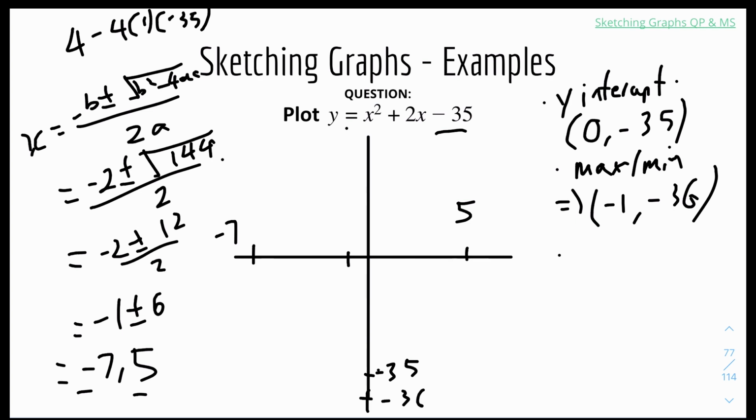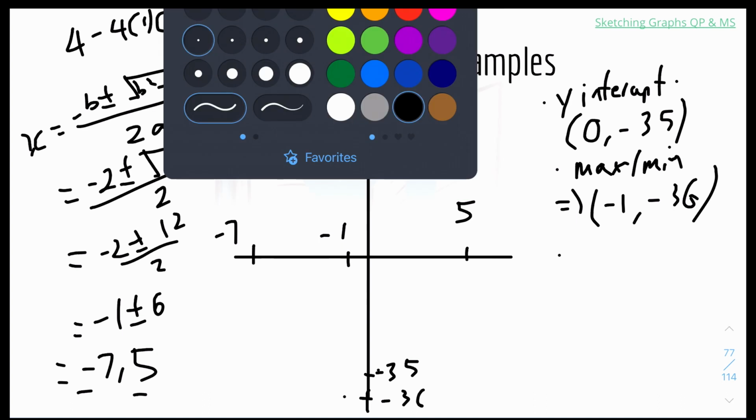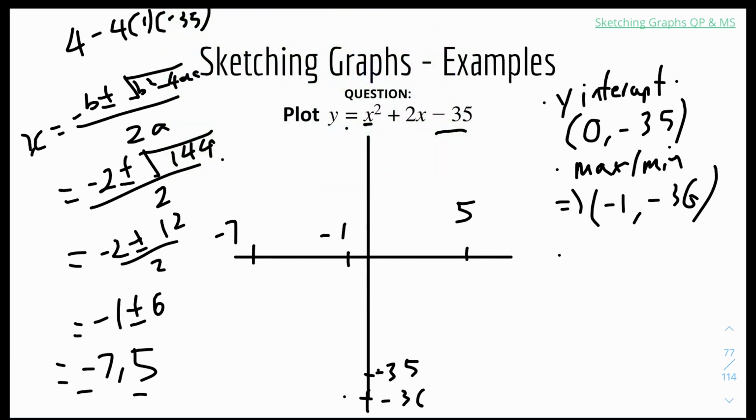So here is minus 1. We know that the basic shape of the graph is a U shape because it's a positive graph, and it crosses through minus 7 and 5 as roots, and it crosses the minimum point here at minus 1, minus 36, and the y-intercept is at minus 35.